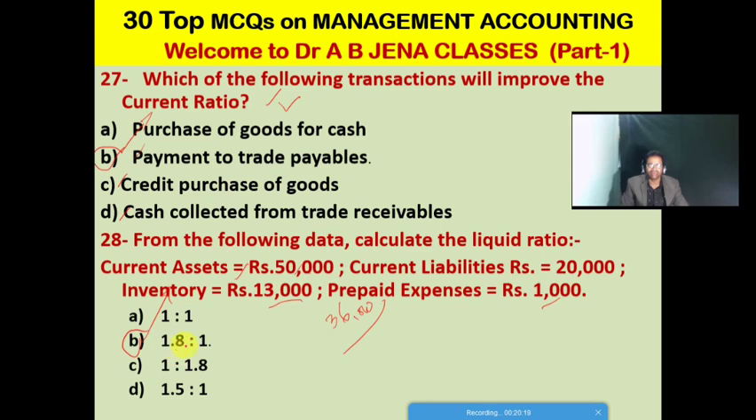That is 1.8 is to 1. This is the right answer for this MCQ. So the liquidity ratio will be 1.8 to 1. I mean 36,000 divided by 20,000. The formula is there. Kindly, after making the calculation, give your valuable comment or suggestion in the comment section.